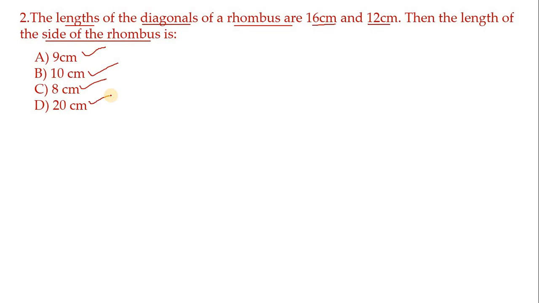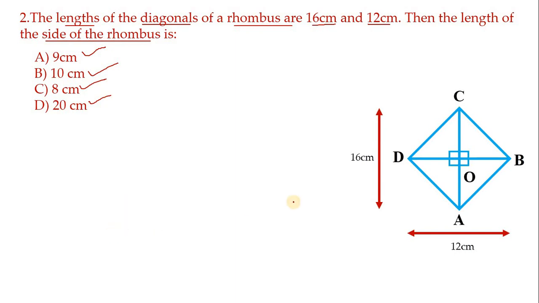So to make you understand this one, let me draw a suitable figure here. So here I have drawn a rhombus whose diagonals are 16 cm and 12 cm. In this problem, we have to find the side of the rhombus. To find its side, we have to know the very important property of a rhombus, that is, diagonals of a rhombus bisect each other at right angles.